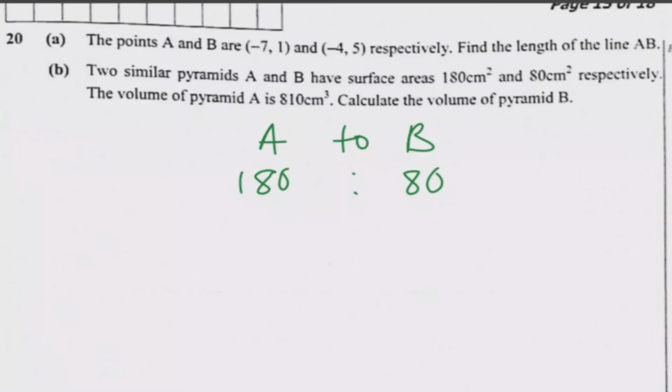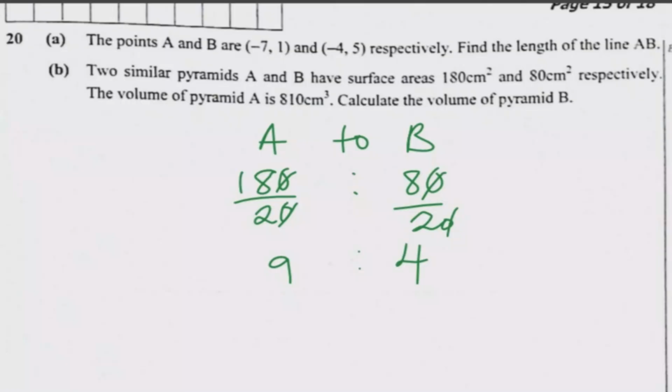So how do you go about it? First of all, I'm going to reduce the ratio to its lowest terms so that it can be easier for me to find the volume of pyramid B. So I'm going to divide this side by 20 and this side by 20. 20 into 180, or you can just cancel the zeros first, then say 2 into 18, it will go 9 times. 20 into 80, or cancel the zeros, 2 into 8, it will go 4 times.